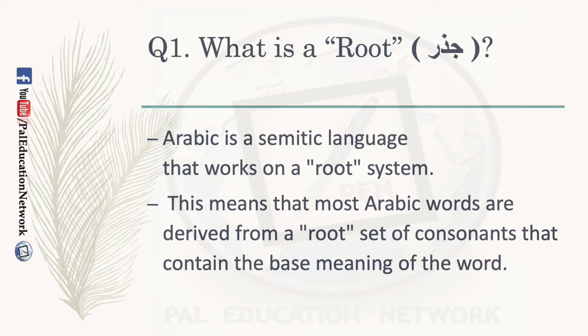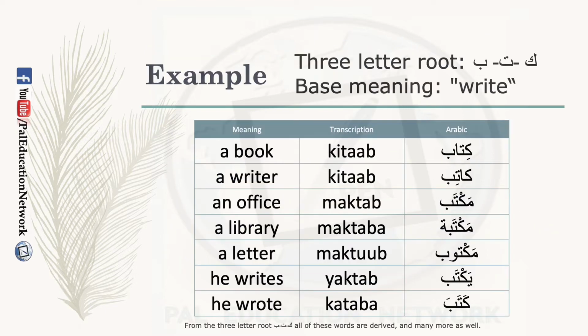So Arabic is a Semitic language that works on a root system. That means that most Arabic words derive from a root set of consonants that contain the base meaning of the word. That's known as jidhr. That's like the baseline that is there. So what do we see here? The 3-letter roots. Okay. So you see some examples of a root word here.